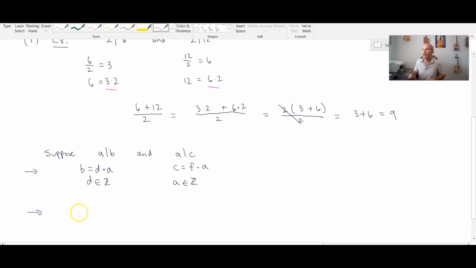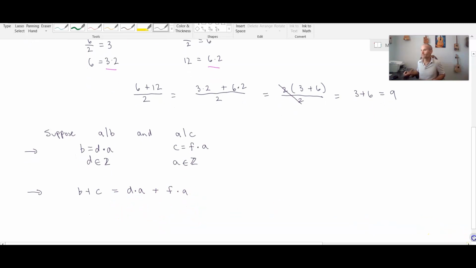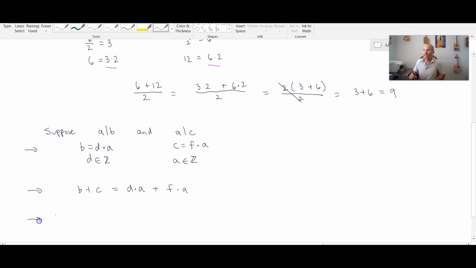So if we take B plus C, well, since B is equal to D times A, and C is equal to F times A, I can substitute those in and replace them. So writing B plus C is the same thing as saying D times A plus F times A. And now I can say that if I take B plus C and I divide it by A, that's equal to D times A plus F times A, divided by A.